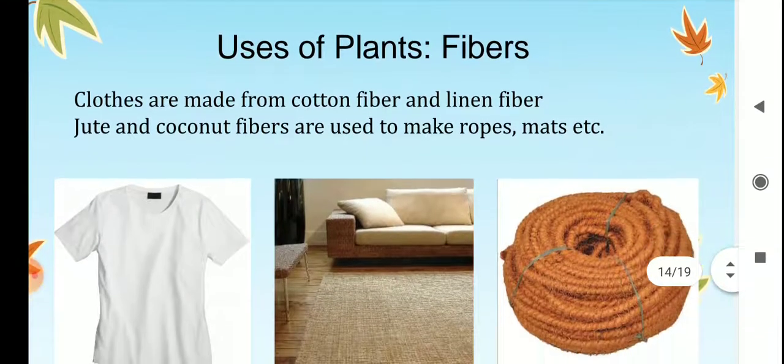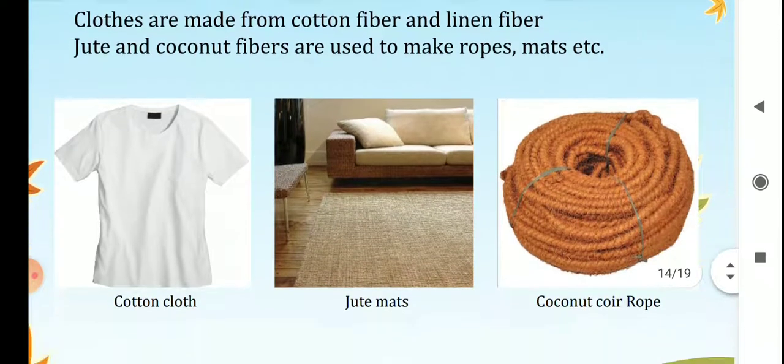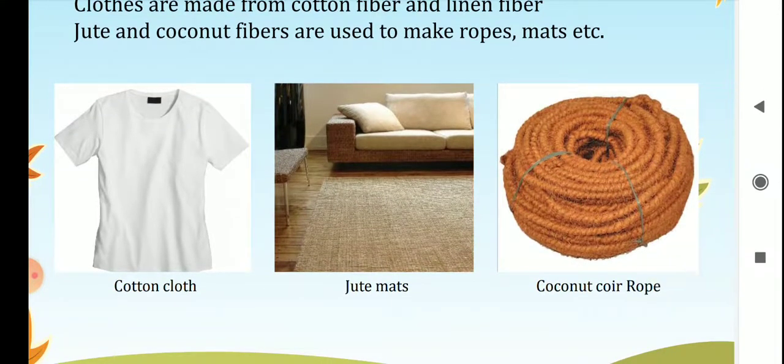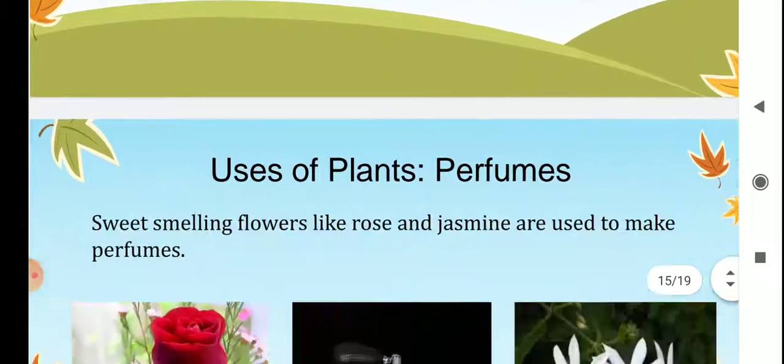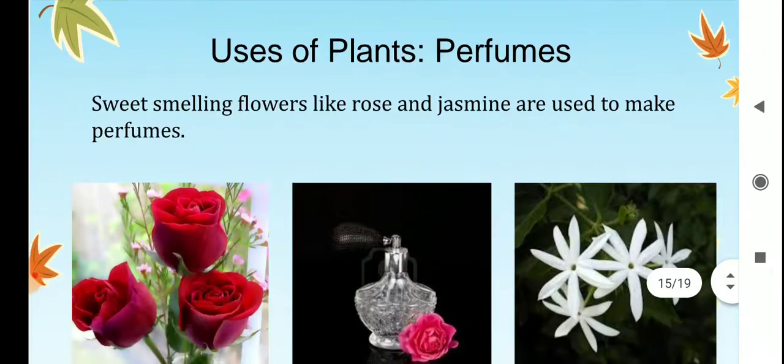Now fiber actually helps us get different kinds of ropes and clothes. Basically cotton cloth, jute mats, and rope are of this type. Now perfumes, basically aroma. Sweet smelling flowers like rose and jasmine are used to make perfumes.